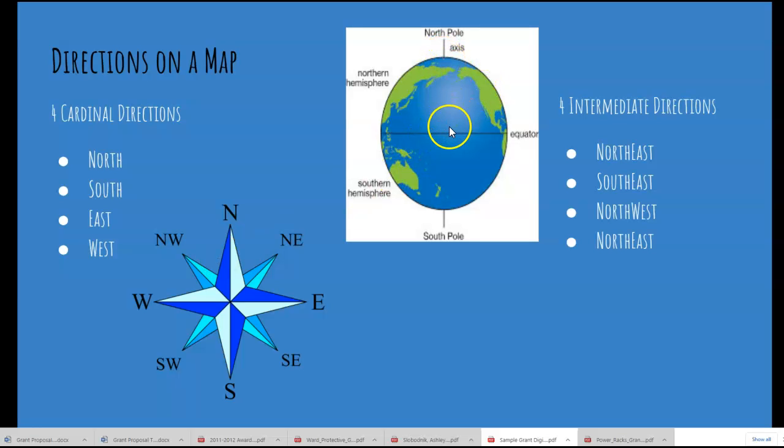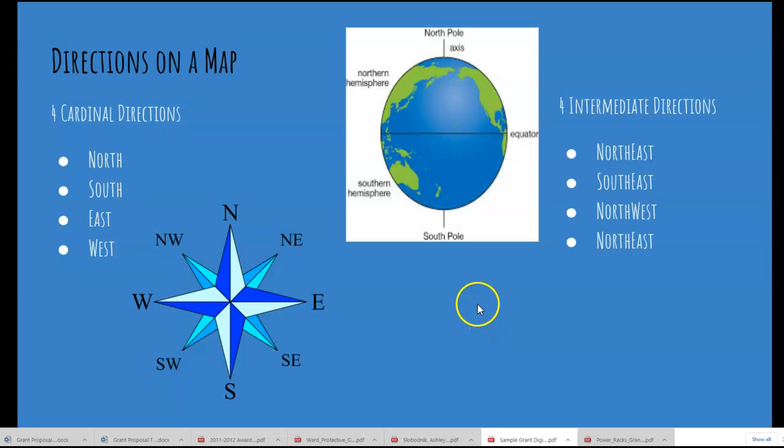So if I'm facing north here, I'm on the equator, and I wanted to go this way, I would be going northeast. If I went this way, I would be going southeast. If I were to go this way, I would go northwest. If I were to go this way, that would be southwest. So these are called your intermediate directions, and that is very important when you're reading a map and using a map to follow or go to a place.